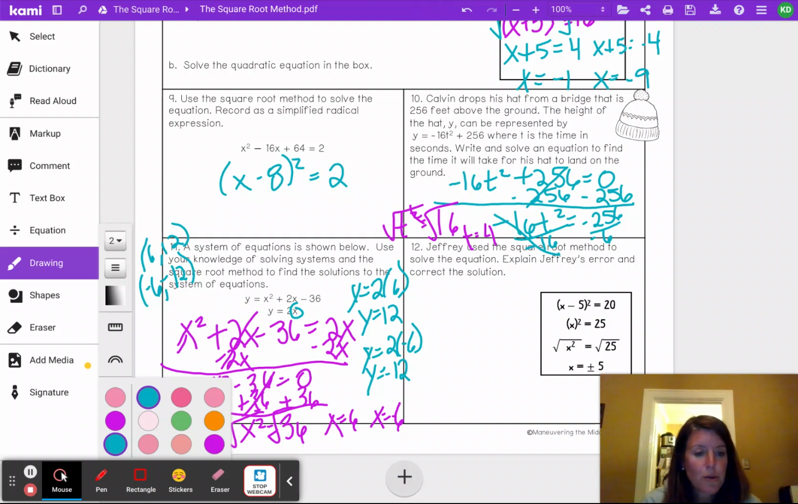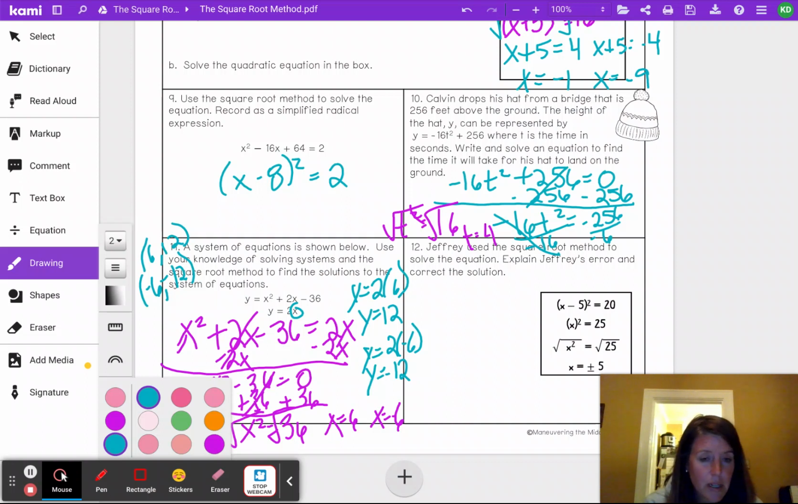All right, so last question. Here we go. So Jeffrey used the square root method to solve the equation. What is his error? I really hope that you all can see it right away, what he did wrong. So the quantity of x minus 5 squared equals 20. It looks like what he did first is he was like, I don't care that it's in parentheses.